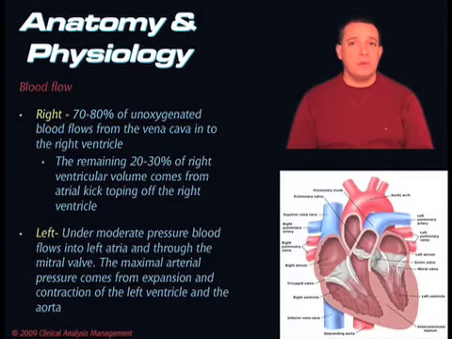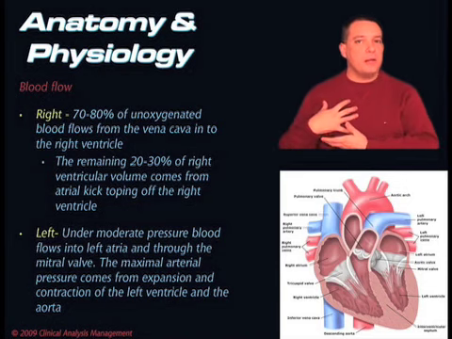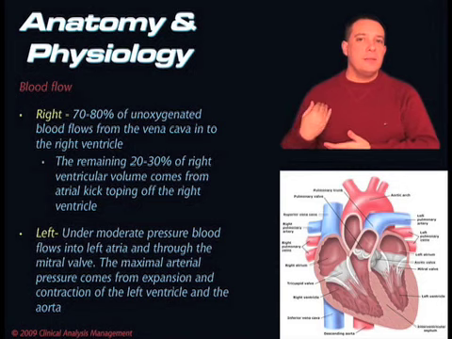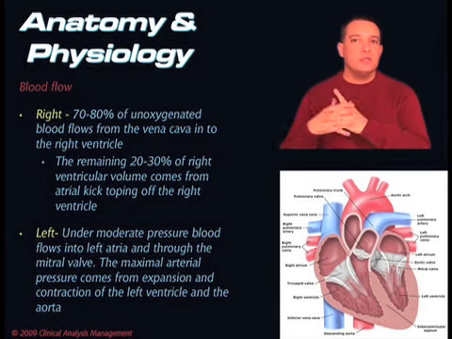Okay, so let's talk about blood flow now. When we talk about blood flow, remember that 70 to 80% of unoxygenated blood flows from the vena cava right into the right ventricle. Remember, we already talked about the right side. As blood is coming into the right side of the heart, most of it is going right down into the right ventricle. Only about 20-25% of our cardiac output actually comes from atrial kick. But that atrial kick is still pretty substantial. 20 to 30% is a lot of blood.